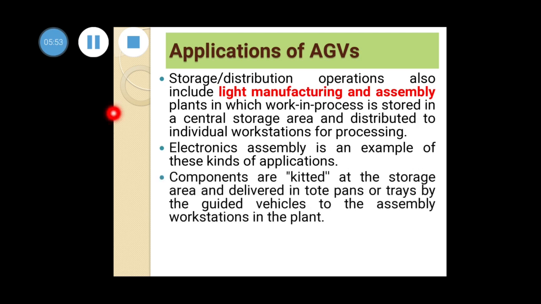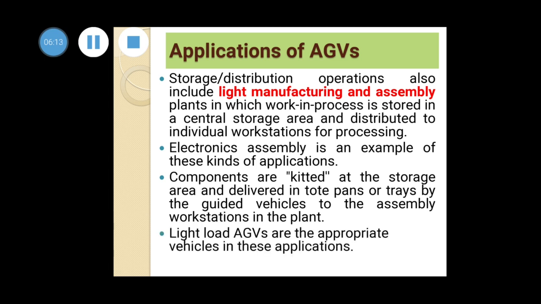Storage distribution operations also include light manufacturing and assembly plants in which work in progress is stored in a central storage area and distributed to individual workstations for processing. Electronics assembly is an example of these kinds of applications. Components are kitted at the storage area and delivered in tote pans or trays by the guided vehicles to the assembly workstations in the plant. Light load AGVs are the appropriate vehicles to be used in these applications.